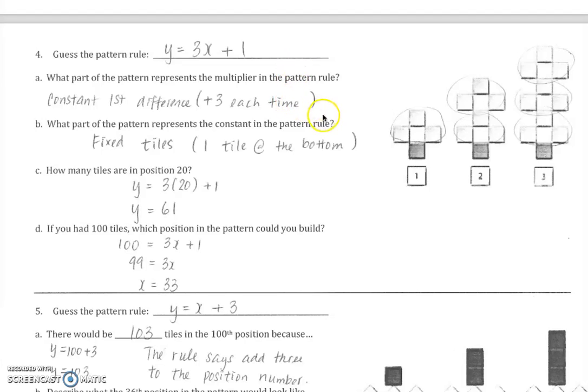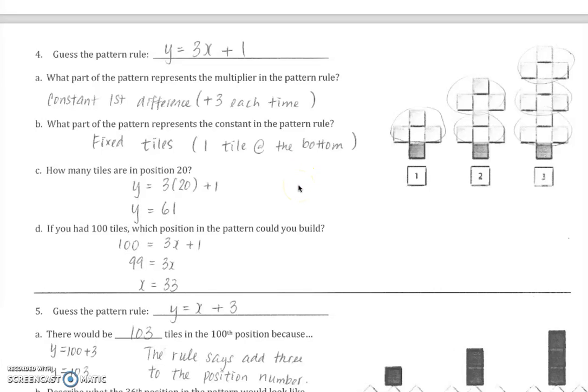A. What part of the pattern represents the multiplier in the pattern rule? The constant first difference, or you add 3 tiles each time, shows you the multiplier. B. What part of the pattern represents the constant in the pattern rule? It's the fixed tiles, or the 1 tile at the bottom.